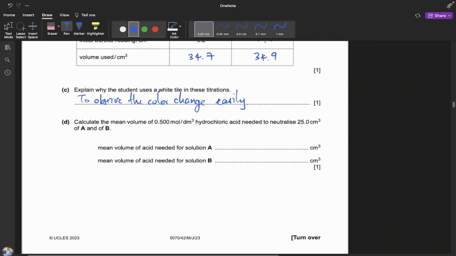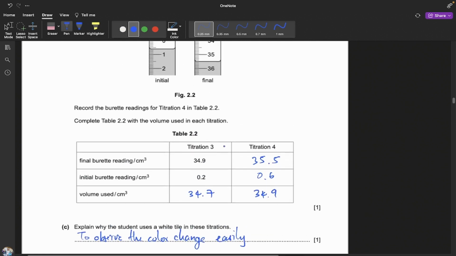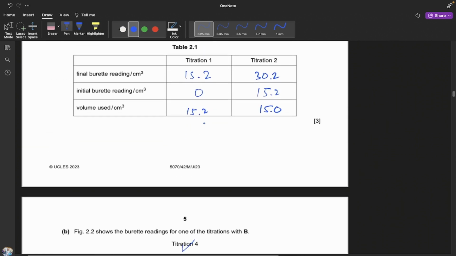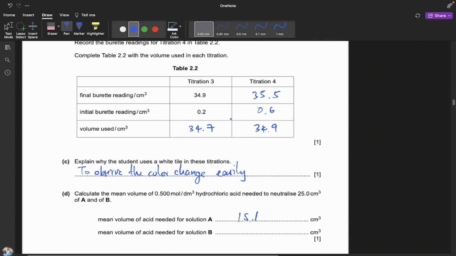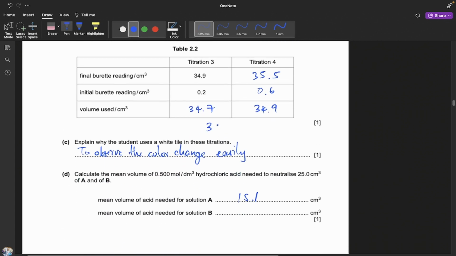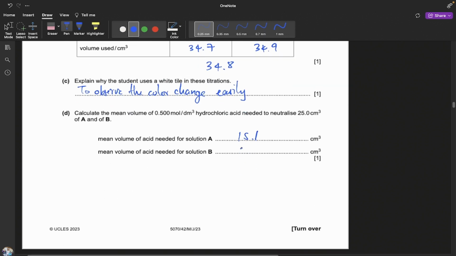Calculate the mean volume of hydrochloric acid needed for the solution. Here it is 15.2 plus 15.0. If you find the average, 15.2 plus 15.0 divided by 2, it is 15.1. So the average value for the first one is 15.1 centimeter cube. The second one is here. If you find the average, it is 34.8. I hope I don't have to explain how to find the average.